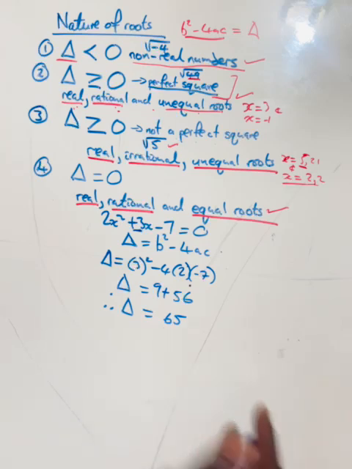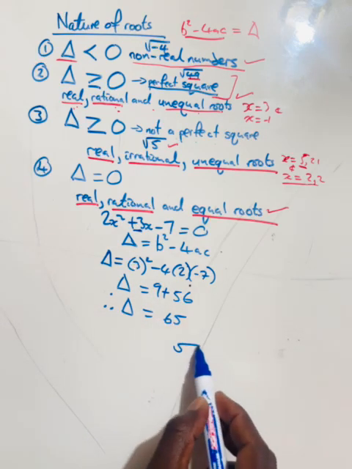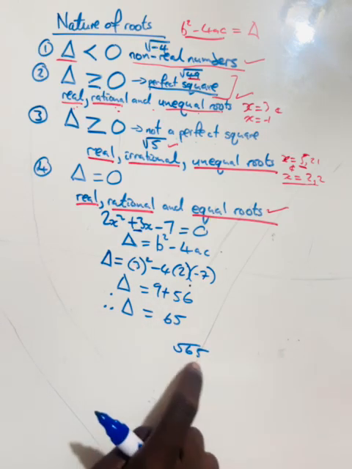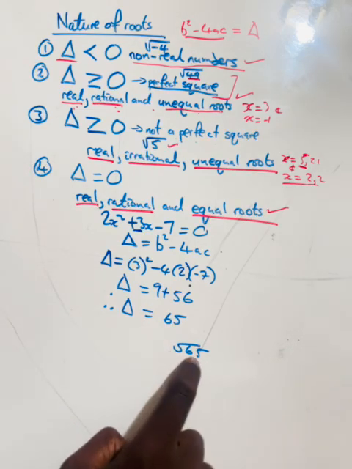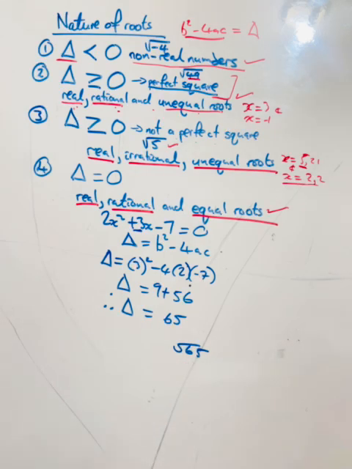Now 65, if I'm to write square root of 65, as you can see, this is not a perfect square, right? So the answer which I got is more than 0, right? But it's not a perfect square.